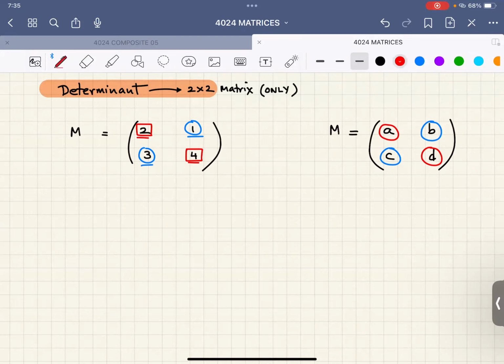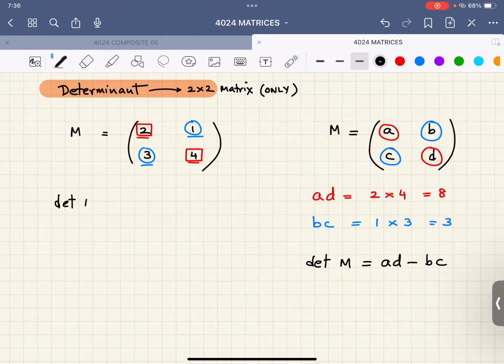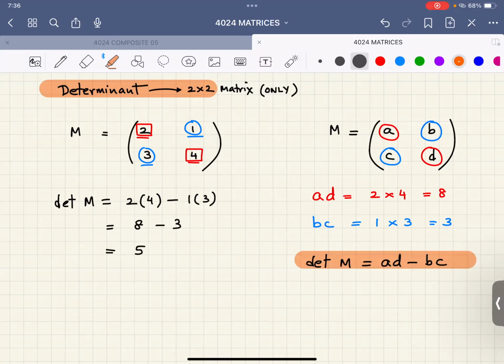Now let me evaluate AD. So AD is 2 into 4, which is 8. Let me evaluate BC, which is 1 into 3, which is 3. Let me evaluate the determinant of matrix M, which is AD minus BC. Determinant of M, that is 2 into 4 minus 1 into 3, which is 8 minus 3, which comes out to be 5. That is how determinant is evaluated, AD minus BC. That is the standard.